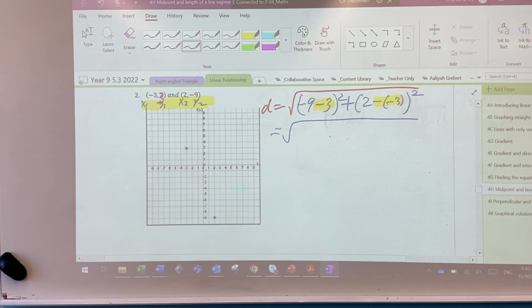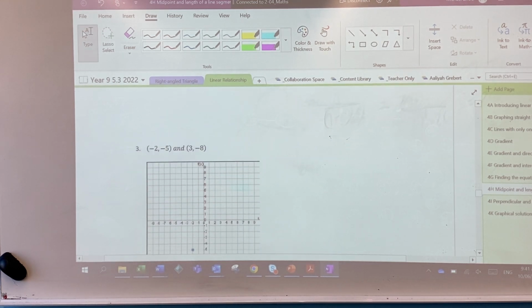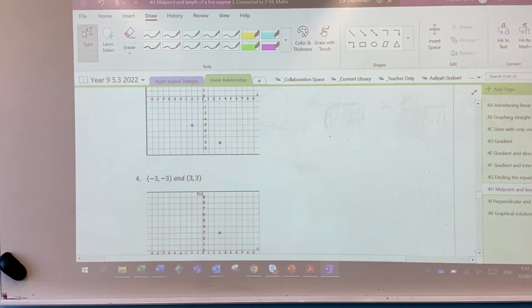Minus 9 minus 3 is? Minus 12, right? Minus 12 squared is 144. 2 minus minus 3 is 5. 5 squared is 25. That'll give you 169. That'll give you 13. Okay? All good? Do we have a genuine understanding of this sort of context? Yes. Okay. I'm not going to do another one, but we'll practice later.